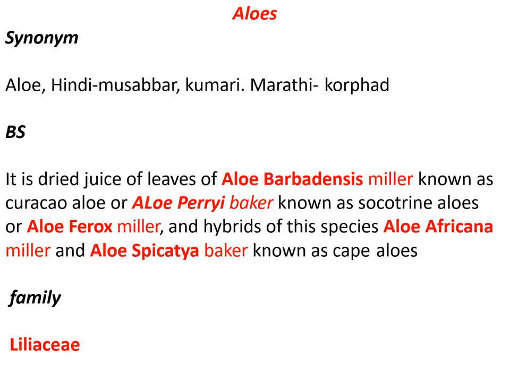The synonyms of aloe are Aloe, Hindi: Musabar or Kumari; in Marathi it is called Kurfine. Then the botanical source: it is the dried juice of leaves of Aloe barbadensis Miller, known as Curaçao aloe, or Aloe perryi Baker, known as Socotrine aloes, or Aloe ferox Miller, and hybrids of these species, Aloe africana Miller and Aloe spicata, also known as Cape aloe. And the family of aloe is Liliaceae.